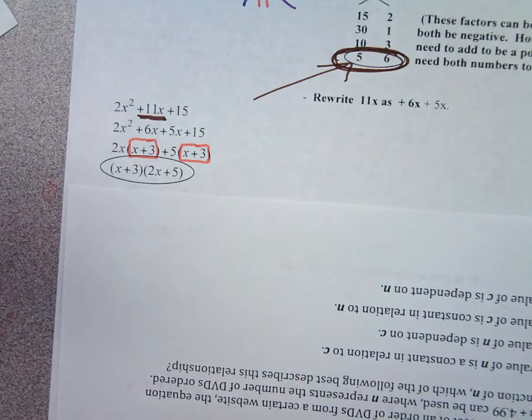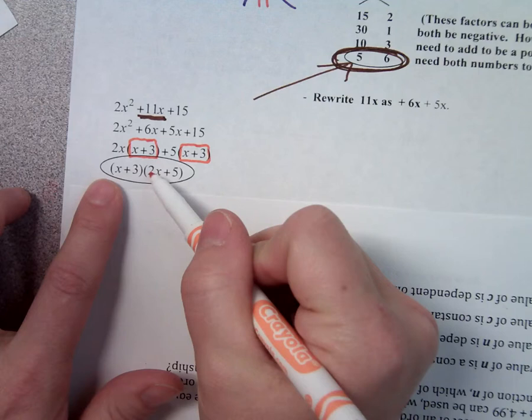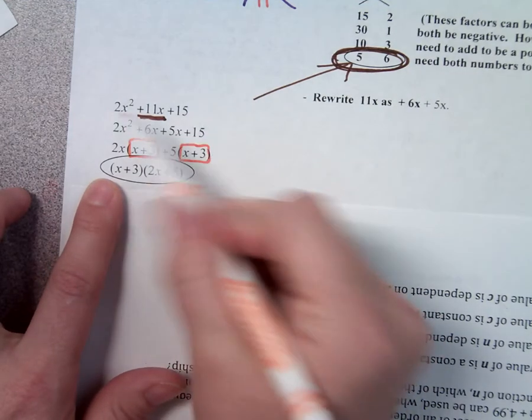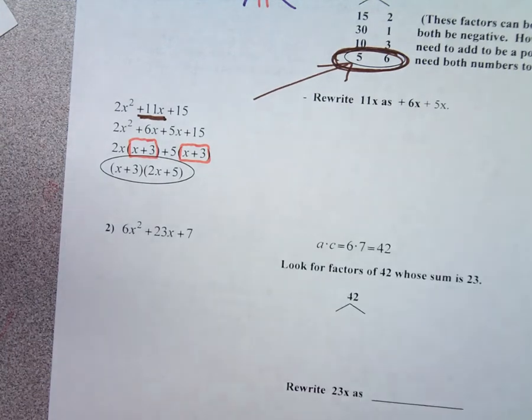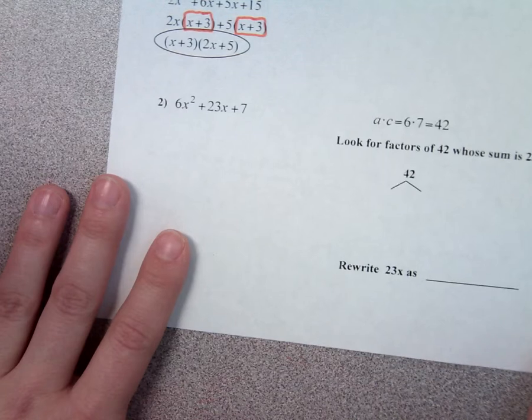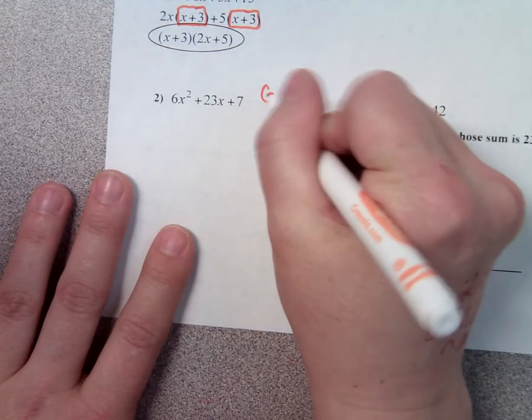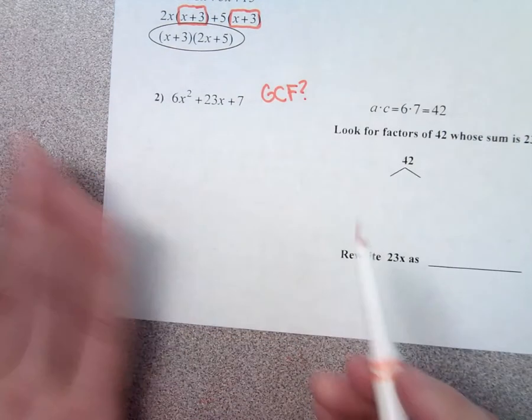You can always check yourself to see if you're right. If you don't check yourself, then you may not know if you're right or not. But you can always double distribute this and see if you get what you started with. As long as you do, then most of the time you should be correct. Okay, so we're just going to practice a bunch of these because I know it's kind of confusing at first. Okay, first thing I always want to look for, though, is a GCF.